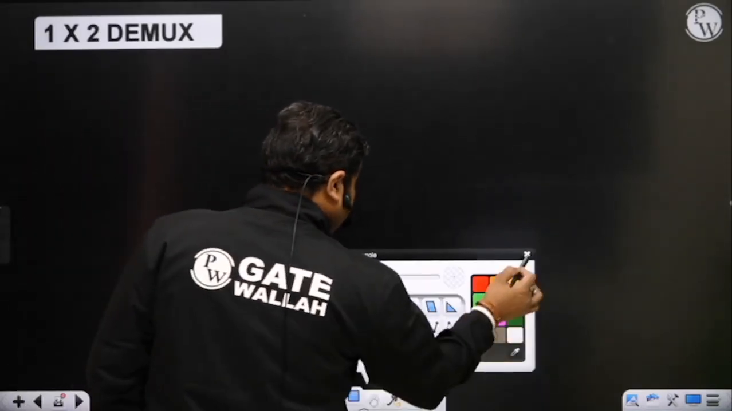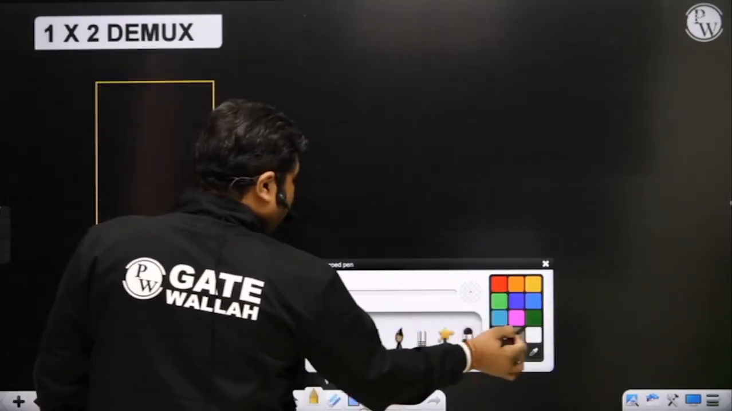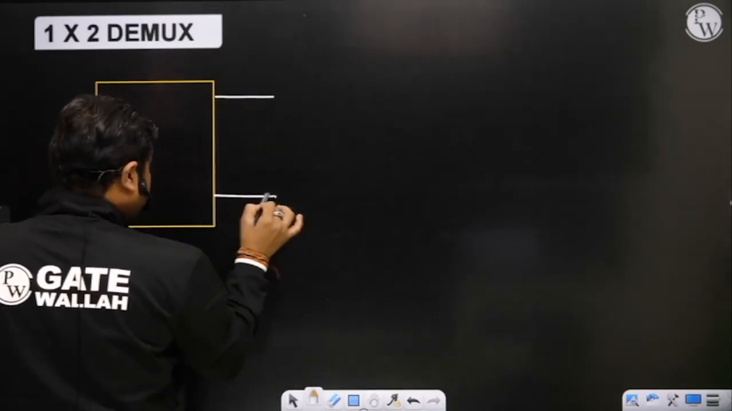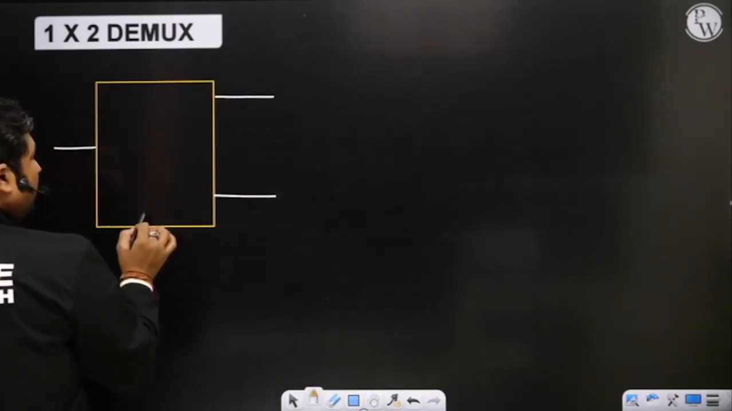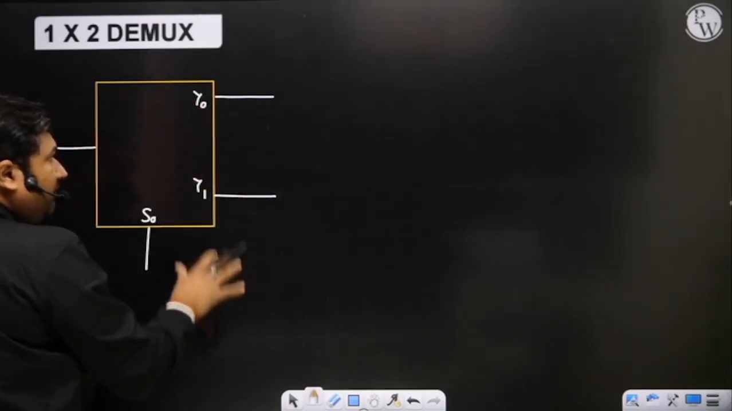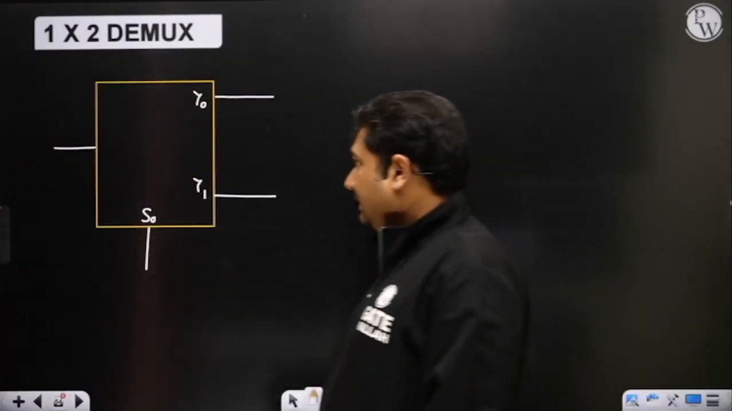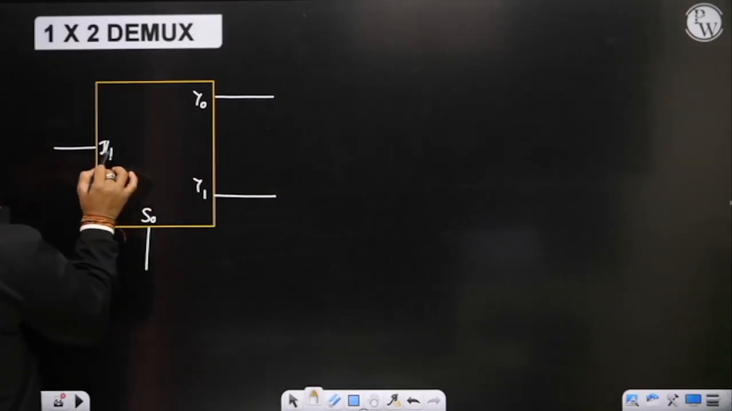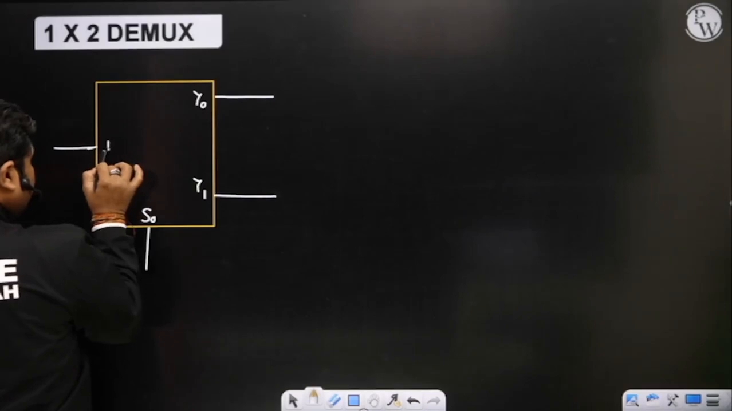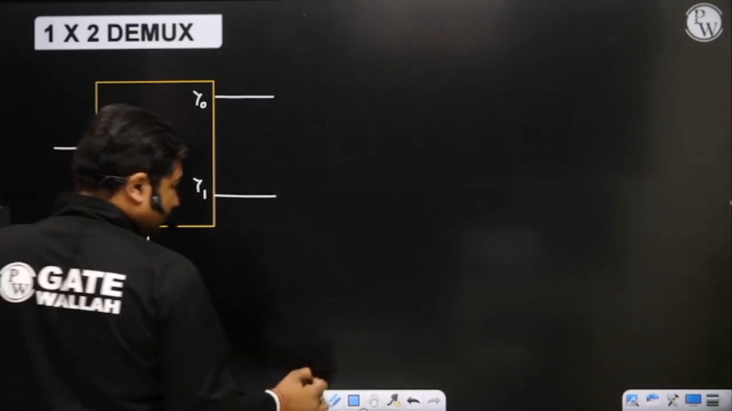Whenever we have to design any combinational circuit, we first try to identify the inputs and outputs. How many select lines? 1. How many output lines? 2, Y0 and Y1. This is a conventional representation, top to bottom, LSB to MSB. And how many input lines? 1. So we have 1 input, 2 outputs, and 1 select.